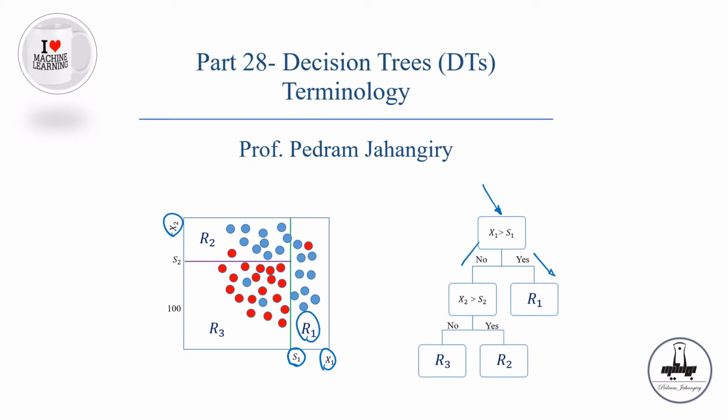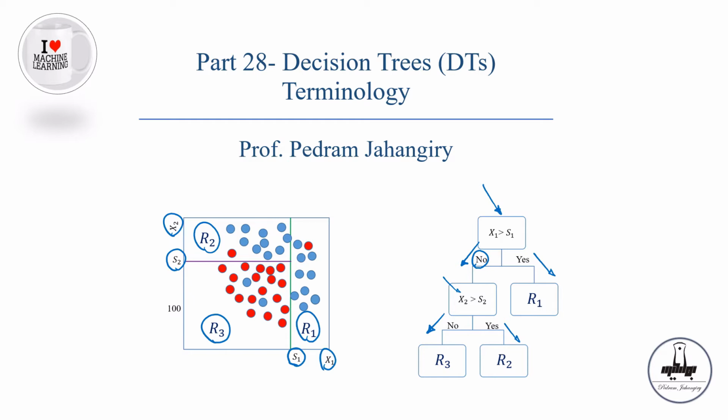If the answer is false, let's ask some other questions. Now let's look into x2 and see if x2 is greater than the split number two. If it is greater than s2, go to region two. If it is less than s2, go to region three. So this is how, simply, a decision tree goes over some simple questions and classifies the observations into two classes, blue versus red.